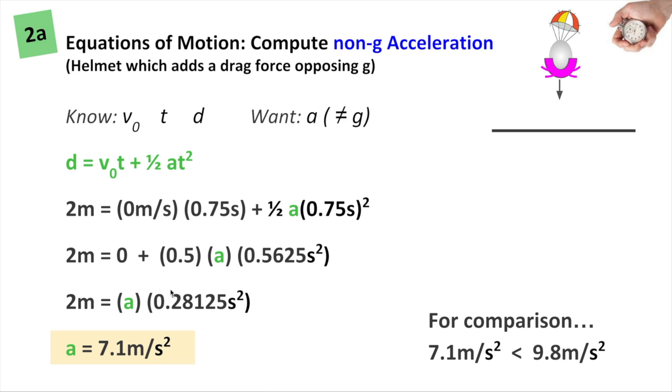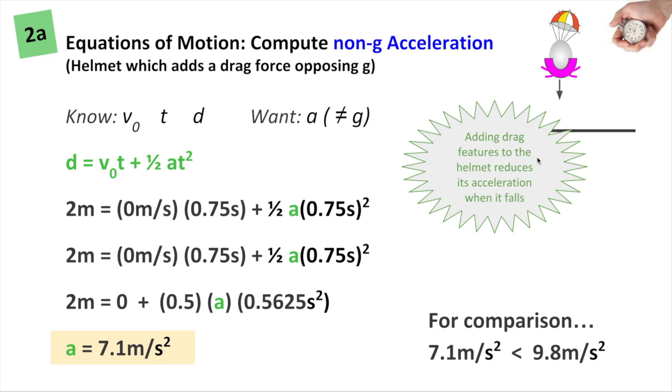And computationally, when I divide both sides by 0.28125, I get the acceleration is equal to 7.1 meters per second squared. Now let's think about that value. For comparison, the regular gravitational acceleration is 9.8 meters per second squared. So the new acceleration, which must be less than g because I've introduced all this drag, is now 7.1 meters per second squared. Okay? Therefore, adding drag features to the helmet reduces its acceleration when it falls. That's good to know. We want to reduce that acceleration during the fall.